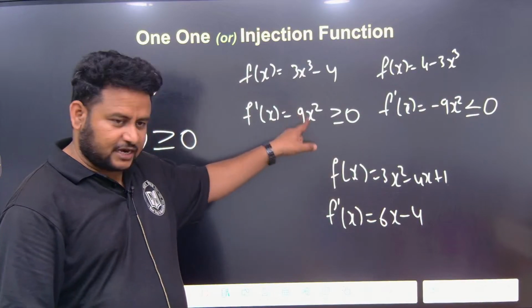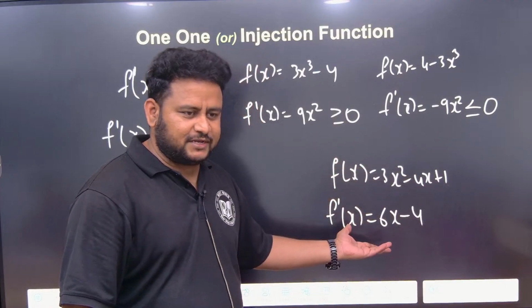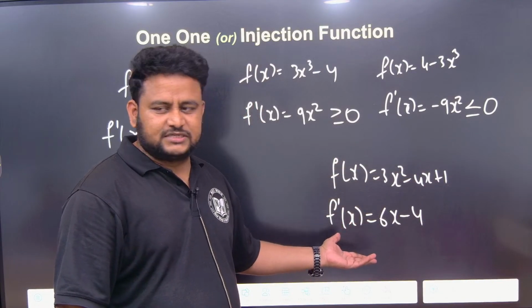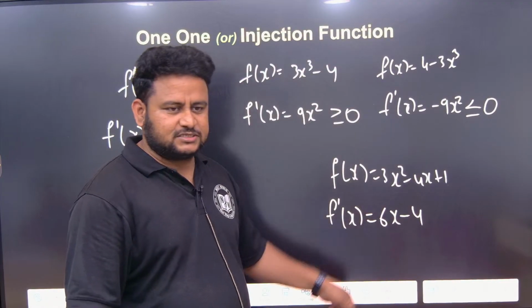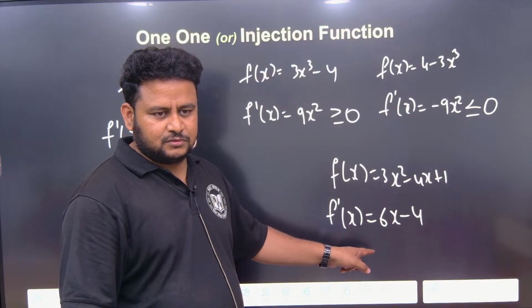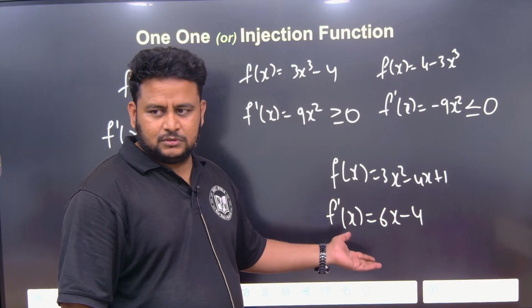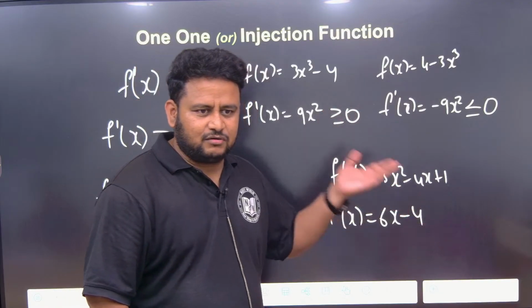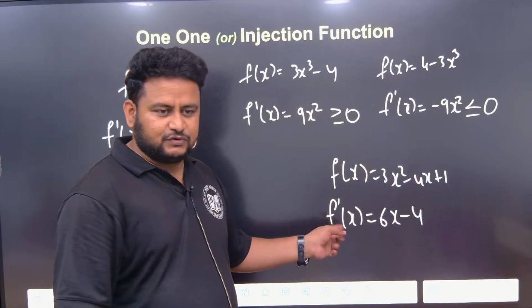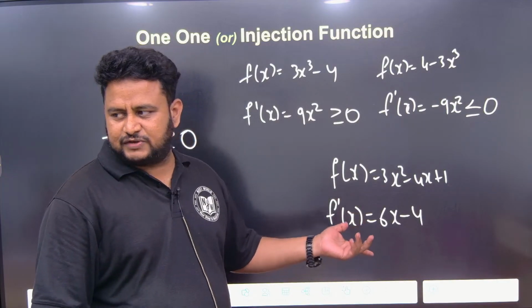This is definitely greater than or equal to 0. This is definitely less than or equal to 0. Can you say definitely what will happen here? You cannot say, because it depends on the x value. If you give a negative x value, this will become negative. If you give a positive x value, this will become positive. So at the same time the function can take negative and positive values. You cannot say definitely this is greater than or equal to or less than or equal to.